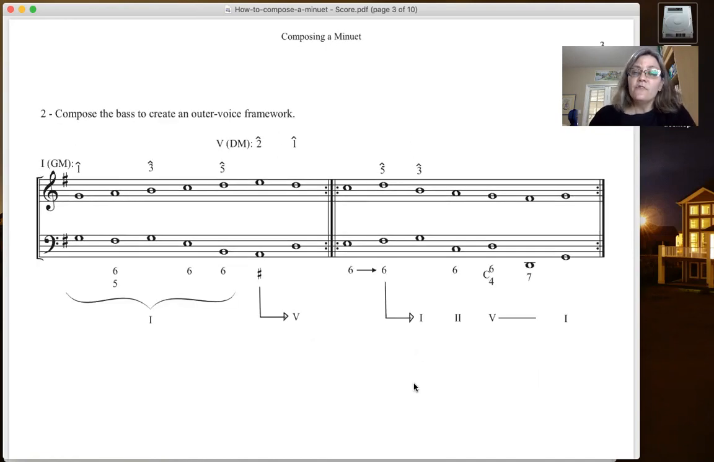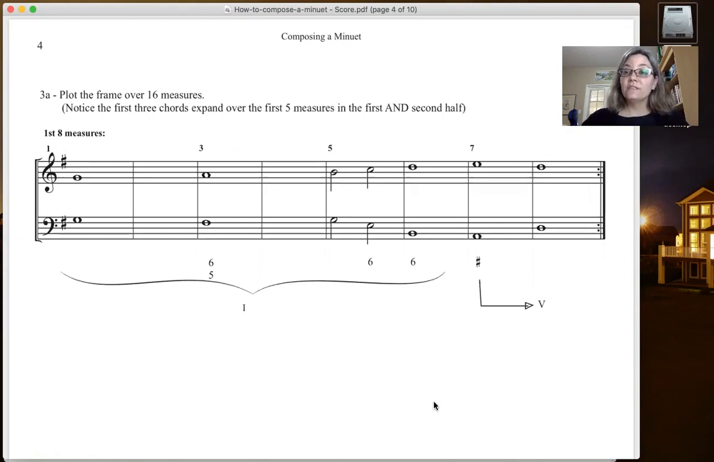Then we add the bass to this so that we have our outer voice framework. It's always really important to have this outer voice framework. So we're now establishing this tonic at the beginning. We go to five, we start elsewhere, we move back to one, and then we have our perfect authentic cadence.